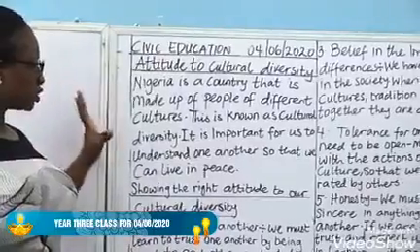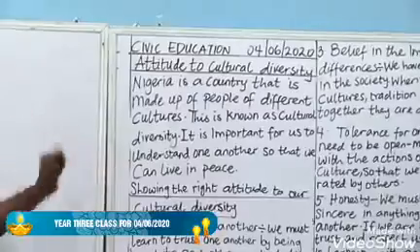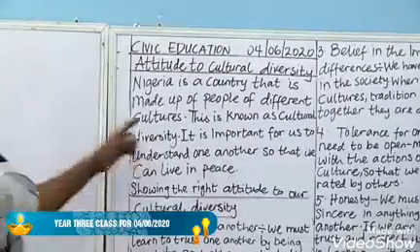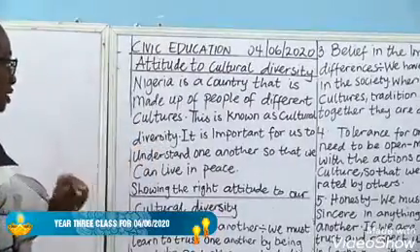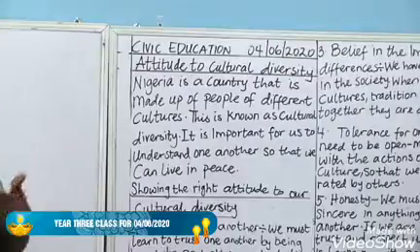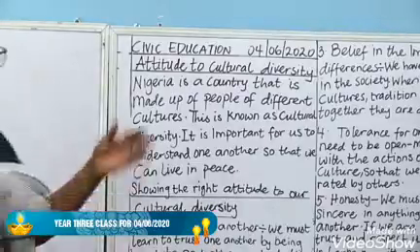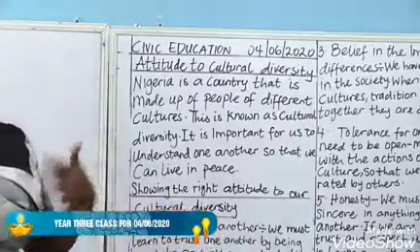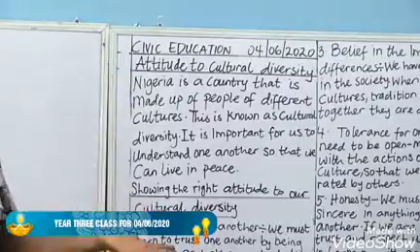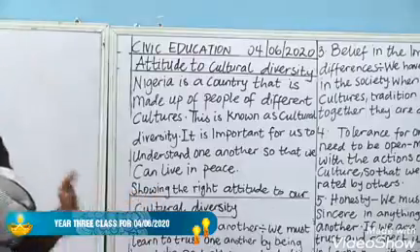The fact that we have different cultures in Nigeria is what we call cultural diversity. It is important for us to understand one another so that we can live in peace. Because we have different cultures and different ways of doing things, it is very important that we understand ourselves so that we can live in peace, so that there will not be riots and chaos all the time. Because people have come from different backgrounds, they will have different ways of thinking and doing things. So when we understand each other, it will be easier for all of us to live in peace with one another.